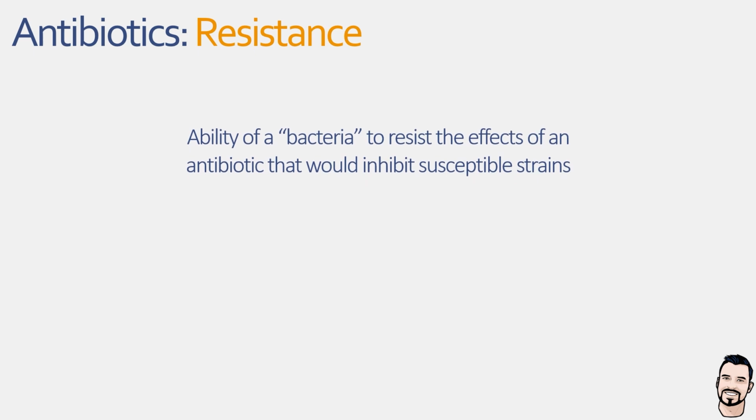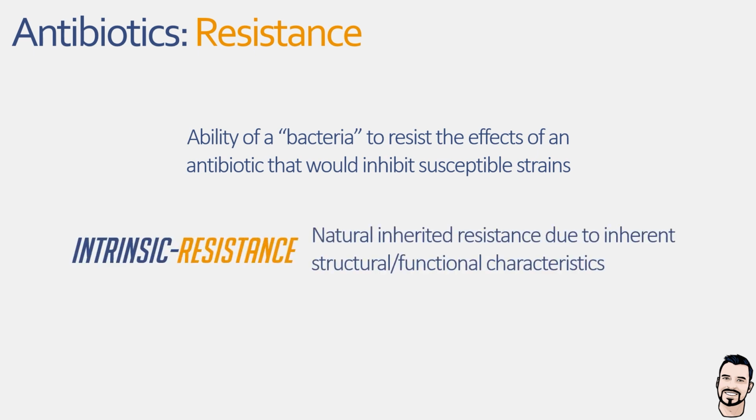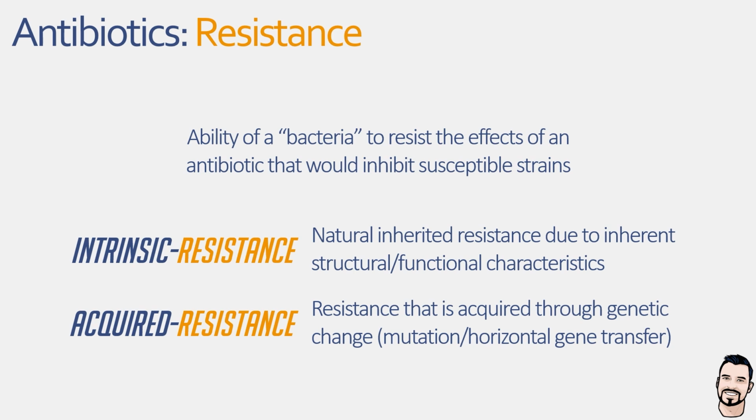But not all resistance is the same. Some bacteria are naturally resistant because of their biology, and we call this intrinsic resistance. This means they're inherently able to withstand certain antibiotics due to their structural or functional characteristics, such as an impermeable outer membrane or the absence of the target drug site. Other bacteria become resistant through genetic change, and this is known as acquired resistance. In these cases, bacteria gain the ability to resist antibiotics through mutation or by horizontal gene transfer, acquiring new genes that protect them from drugs that would previously have been effective.